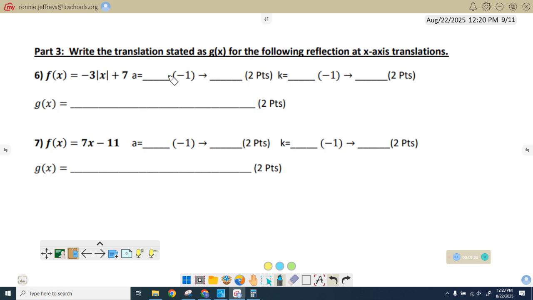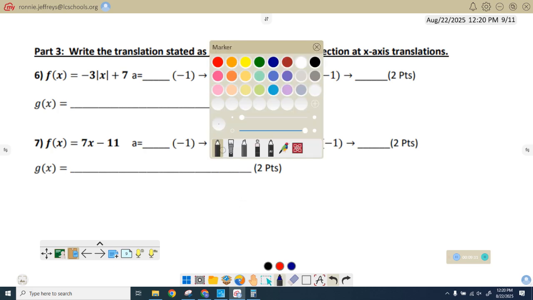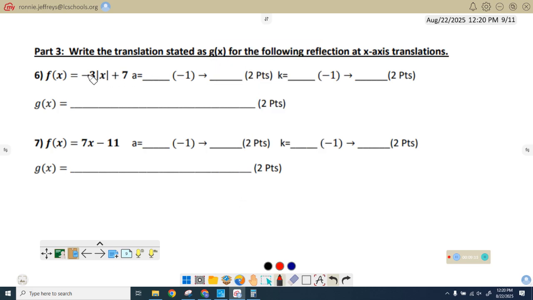So, a reflection. It's A and K. What you're doing with these values is multiplying by negative 1. So if A is negative 3, negative 3 times negative 1 is positive 3. This K is 7. Well, 7 times negative 1 is negative 7.